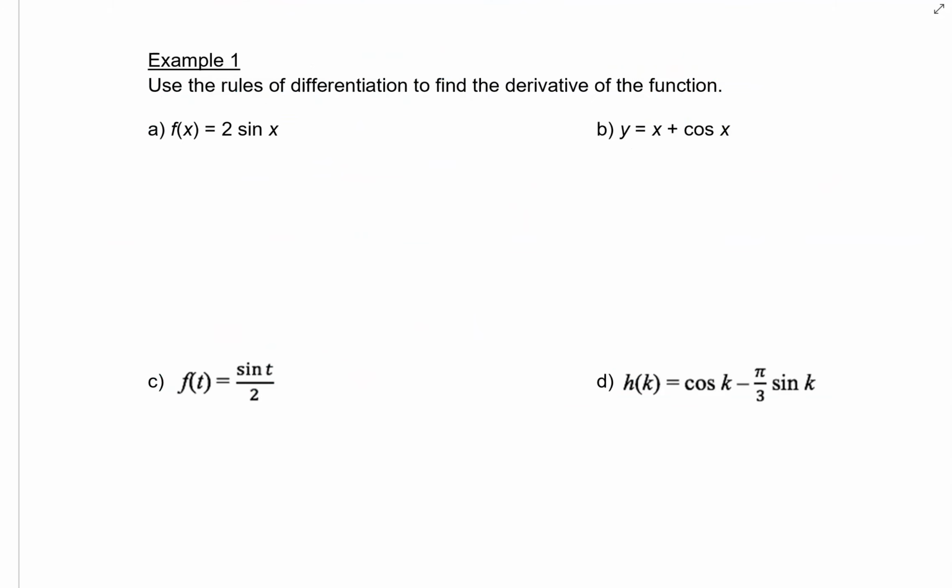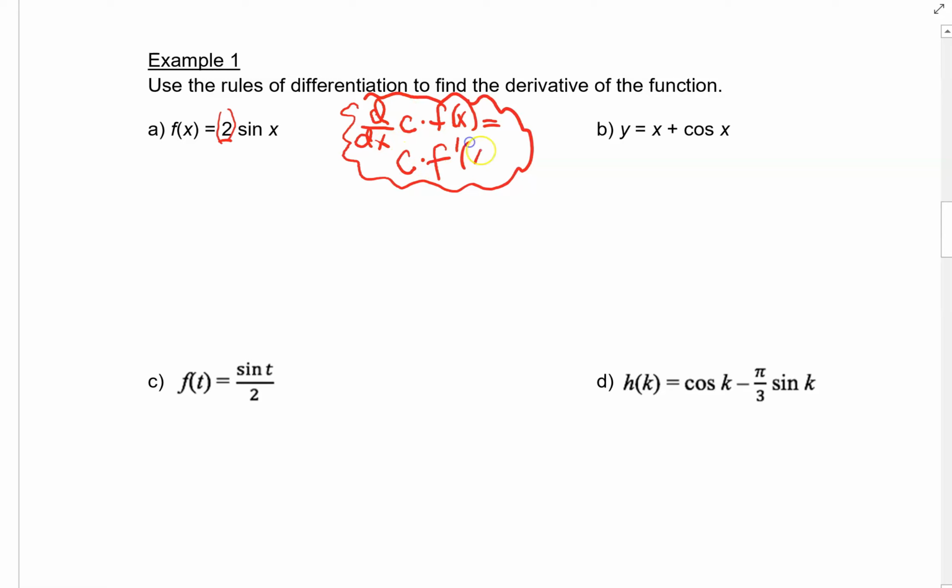So in example 1, part A, notice we have this constant 2. So what we're going to use is called the constant multiple rule, which, as a quick little reminder in our little memory bubble, we learned last video. If you take the derivative of a constant times a function, then the derivative of that would be that same constant times the derivative of whatever the function was. So in other words, the constant doesn't change when you take the derivative. It just gets carried down and is multiplied in front of the derivative.